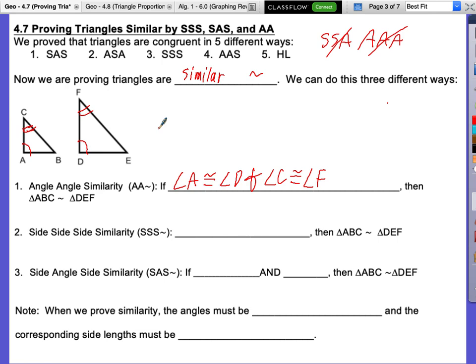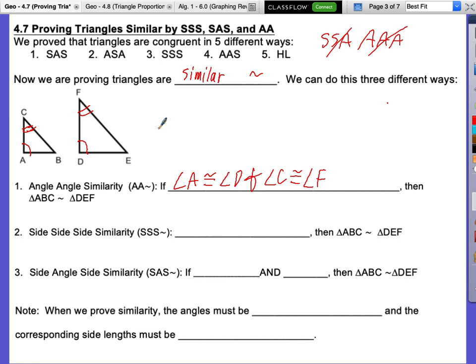if we know 2 pairs of corresponding angles are congruent, then we can prove that these triangles are similar. You guys remember in similarity statements or congruent statements, the order mattered? Same thing, the order matters. Because this triangle goes A, B, C, this triangle has to go D, E, F. A is first, corresponds with D, so that's first. B is second, corresponds with E, so that's second. C is third, corresponds with F, so that is third.